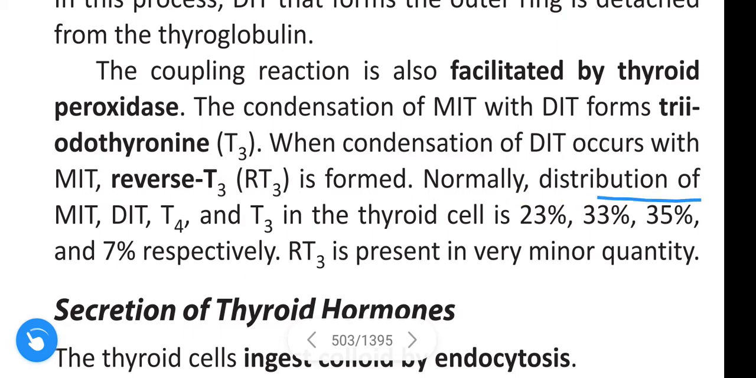Normally, the distribution of MIT, DIT, T4 and T3 in the cell is MIT 23%, DIT 33%, T4 35% and T3 7% respectively. T3 is present in very minor quantity. T4 is more in percent; normally T4 distribution is more.